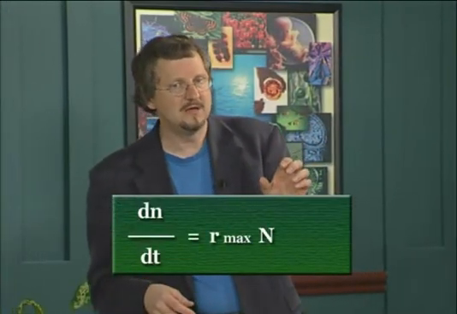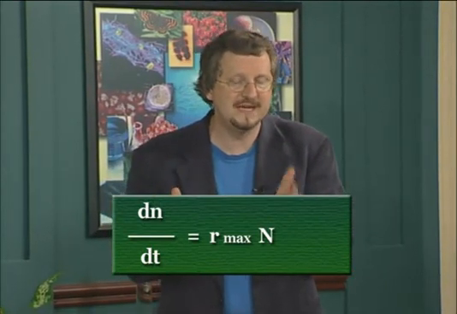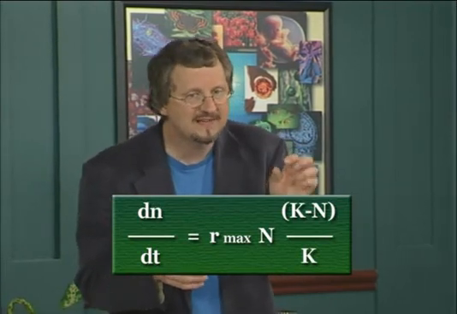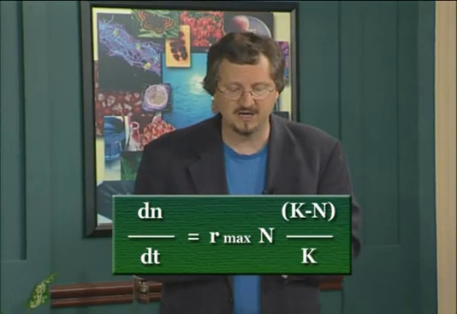Now, we can modify our formal mathematical model of population growth to incorporate this idea by adding a term that includes the carrying capacity. This model of population growth we call the logistic growth model. The logistic growth model basically is the same as the exponential growth model. Remember, exponential growth is dN over dt equals R max times N. Now let's multiply that equation by another term, and that term is going to be (K minus N) over K, the carrying capacity minus the number of individuals in the population, divided by the carrying capacity.